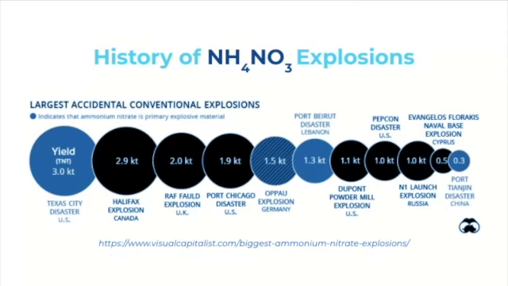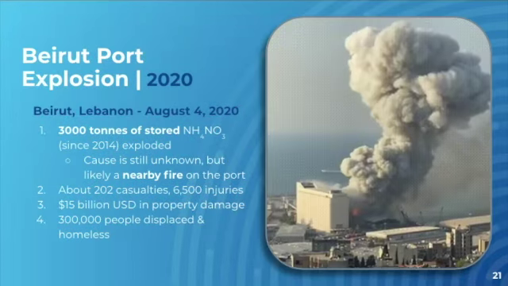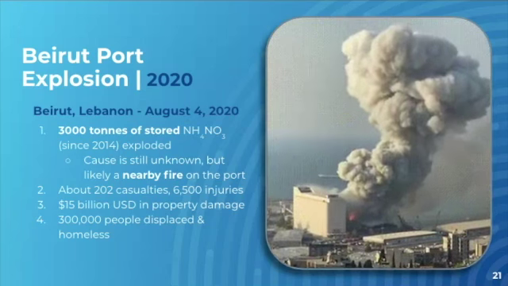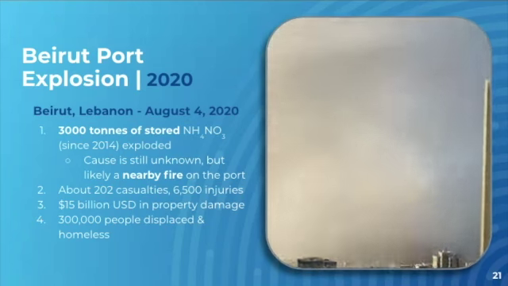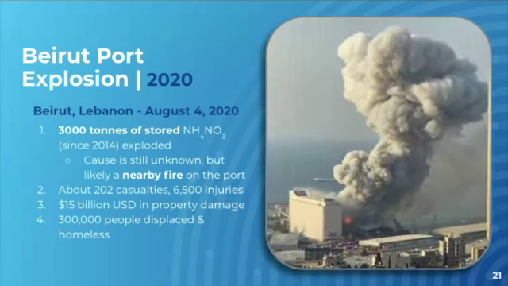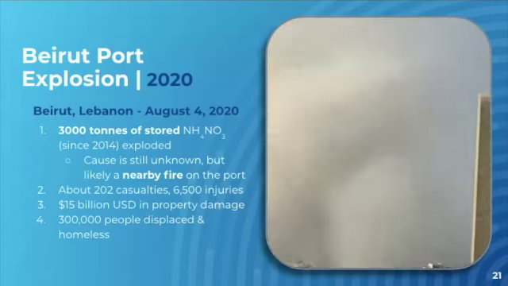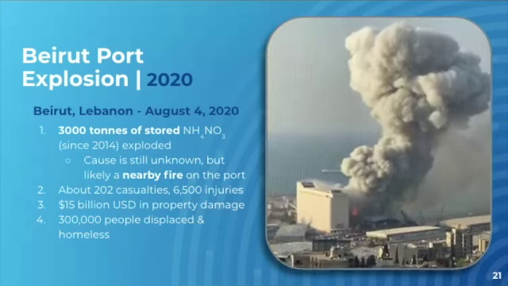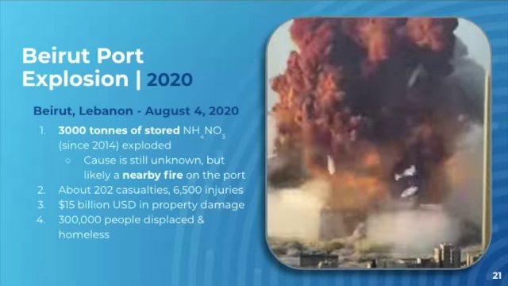Now, let's take a closer look at one of these explosions, the most recent one in Beirut, Lebanon, of this year. On August 4th, 2020, a massive ammonium nitrate explosion rocked the Lebanese capital. 3,000 tons of stored ammonium nitrate at the city's port allegedly exploded due to a nearby fire, as seen in the visual here.